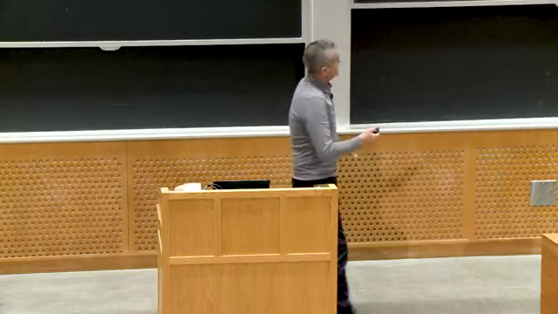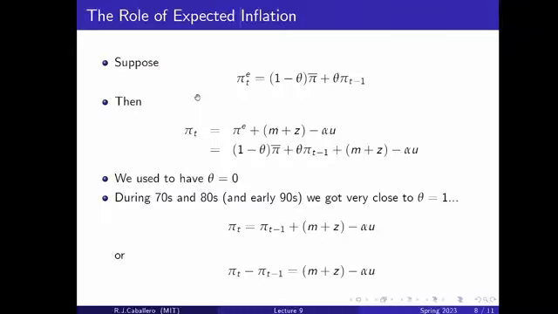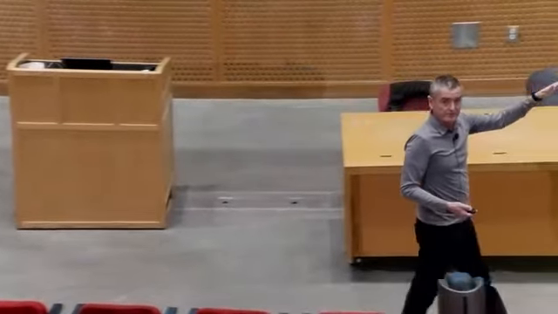So suppose we have the following model for expected inflation: 1 minus theta, some number between 0 and 1, times a constant inflation, plus theta times whatever is previous inflation. Central banks try to set a target for the inflation rate.